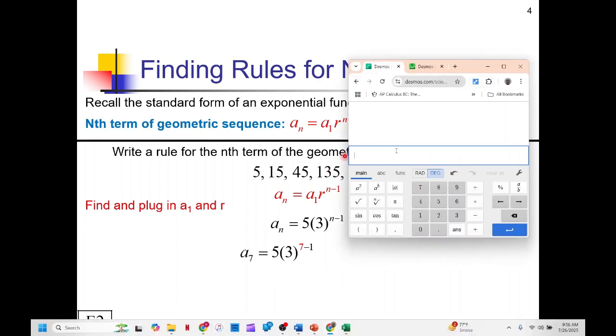So here's my scientific calculator. I've just got 5 times 3, and let me raise that to the, and I'm going to need a parentheses here, 7 minus 1, just to put all that in the exponent. Or you could do the subtraction in your head and just call that 6. So that's going to come out to 3,645.